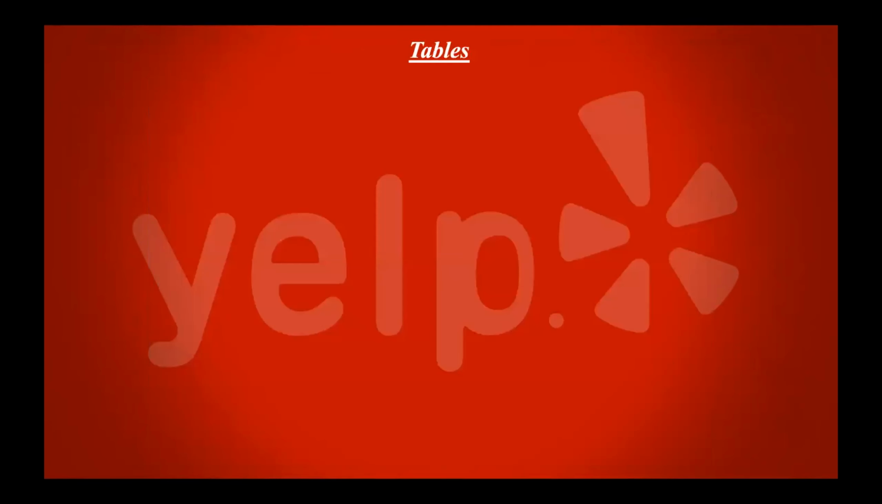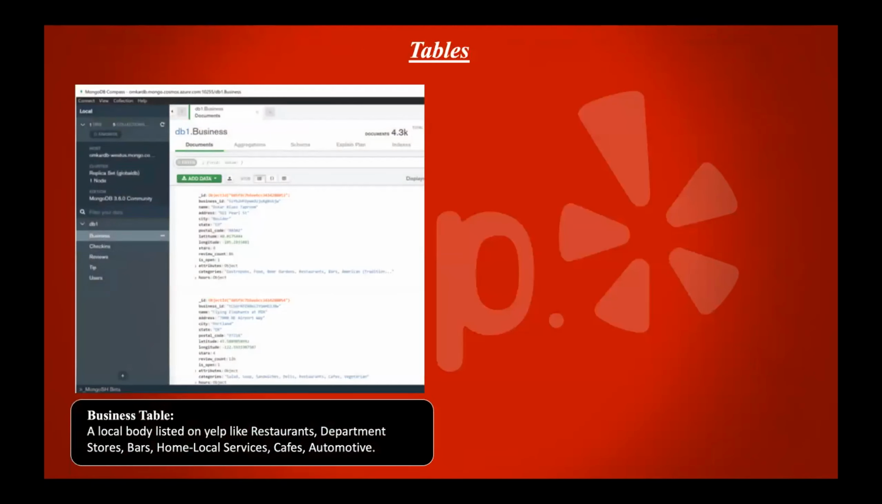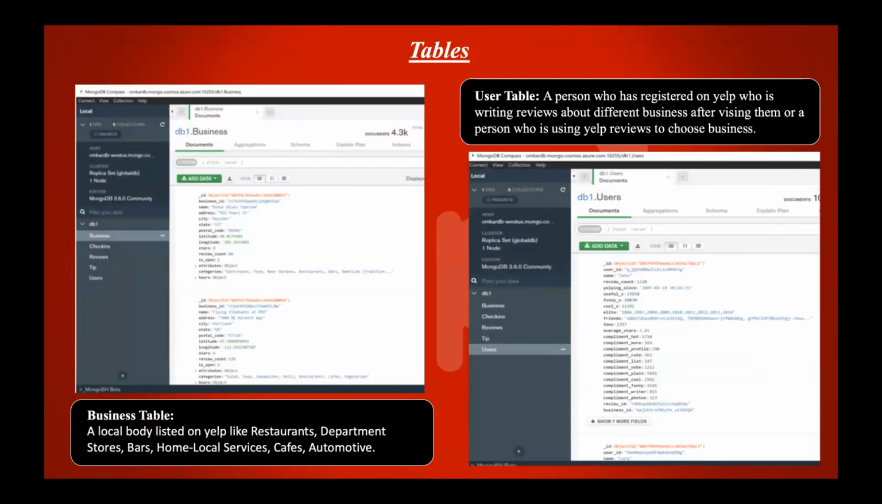Next slide. Here we created a few tables based on our ER diagram and populated the data through MongoDB. First is the business table. It is just a local entity on Yelp, like restaurants, stores, departments, other services, cafes, etc.